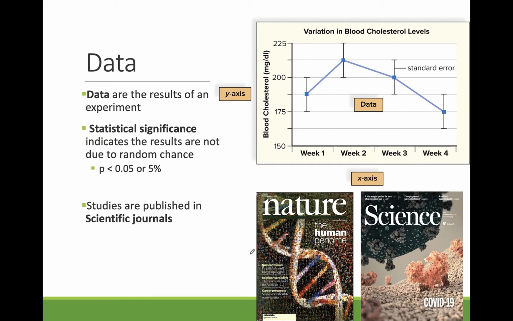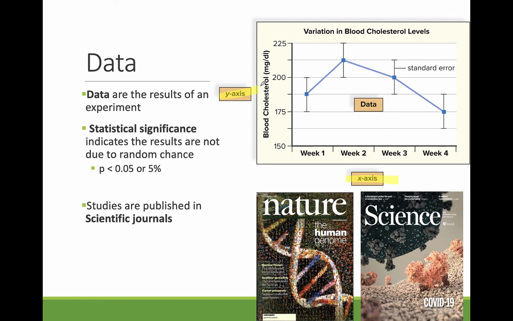Data are the results of an experiment. Data can be presented in many ways, including charts and graphs. The axes of a graph describe the independent and dependent variables. The x-axis along the bottom is the independent variable, a 4-week study to try to lower blood cholesterol levels. The y-axis on the left is the dependent variable, the measured levels of cholesterol in the participants' blood.